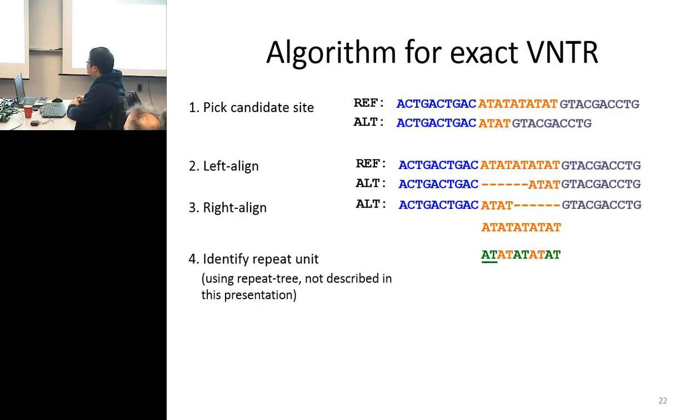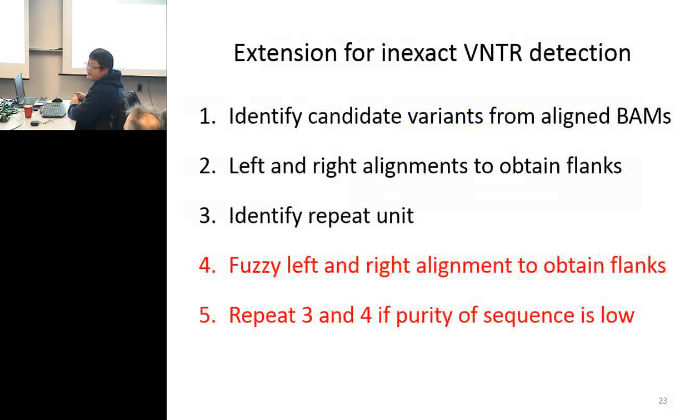The problem is when it comes to inexact VNTRs: how do you do it? We'll get stuck if there's a bit of noise there. So we do the first three steps again, but we'll add an additional fourth step, where we allow for fuzzy left and right alignment, which allows for noise, to obtain the flanks. And then we repeat steps 3 and 4 if the purity of the repeat track sequence is low.